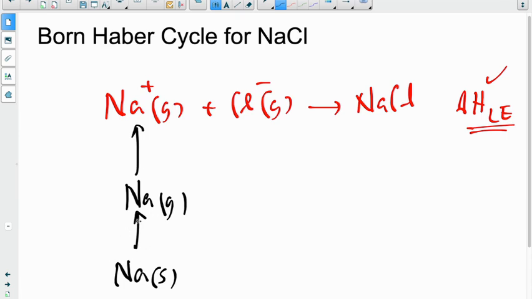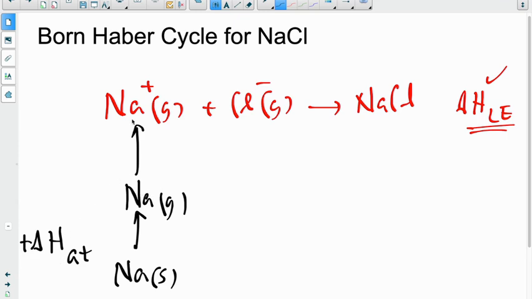Now, both of these processes are simple enough for us to measure the enthalpy changes for. This one here is labeled as delta H of atomization. And this process, as you can imagine, going from solid to gas, requires energy. So this is actually endothermic, so this will have a positive value. The value for this is actually listed in tables in your data booklets.